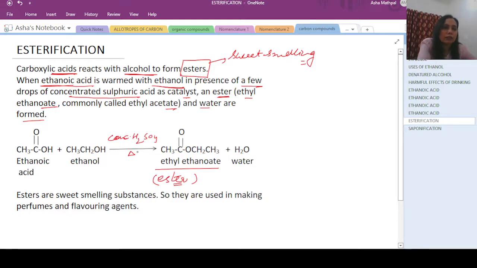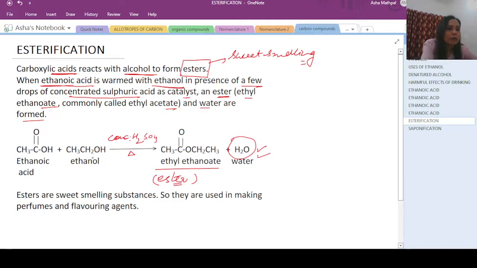So again you are seeing, like if you remember the dehydration reaction of ethanol, where ethanol is mixed with H2SO4 and water is removed, the same thing the concentrated H2SO4 is doing here also. When concentrated H2SO4 is added to a solution of ethanoic acid and ethanol, it is removing water. So again you can see that concentrated H2SO4 acts as a very good dehydrating agent.